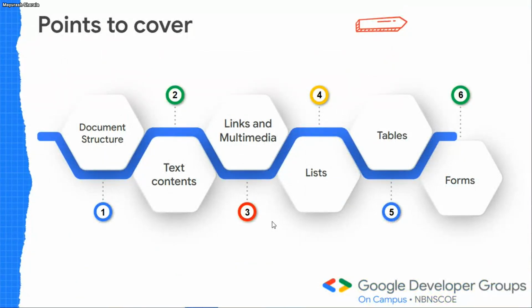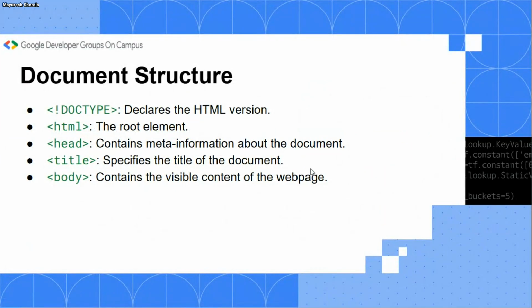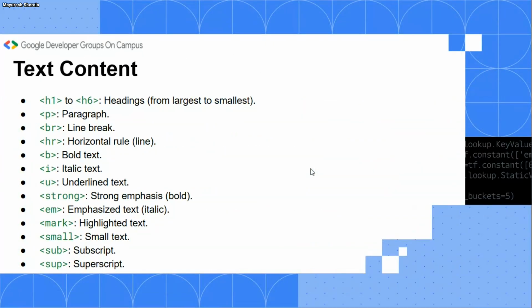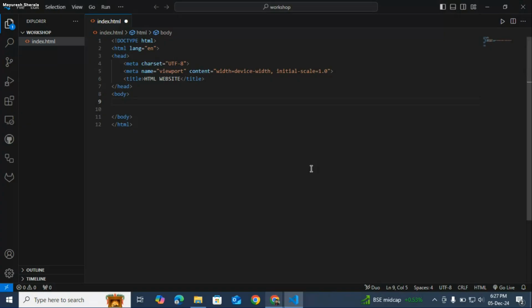There are six basic points: document structure, text content, links and multimedia, lists, tables, and forms. We have already seen the document structure, and the second is text content. For text content, the first is the heading tag. Heading tags are of six types, H1 to H6. Type H1 here and hit enter. It will create a tag. This is heading number 1.